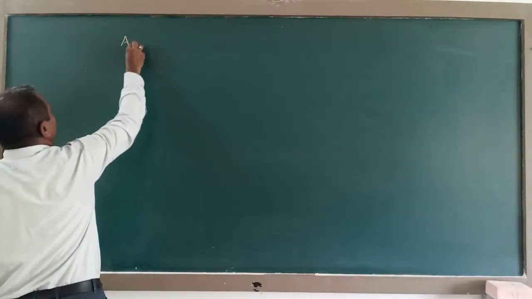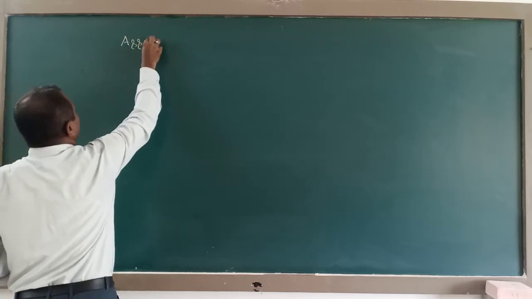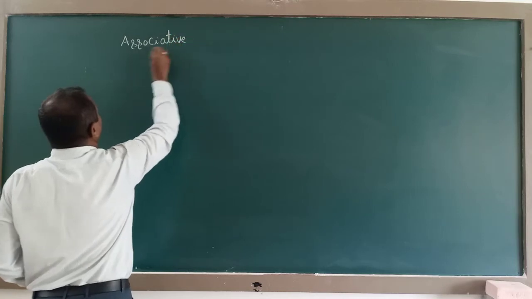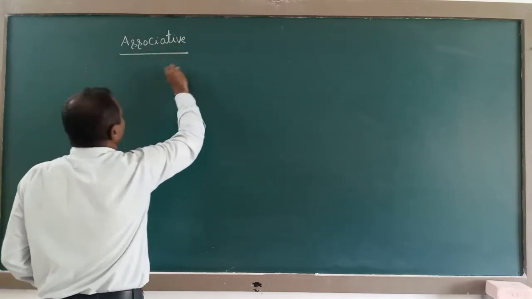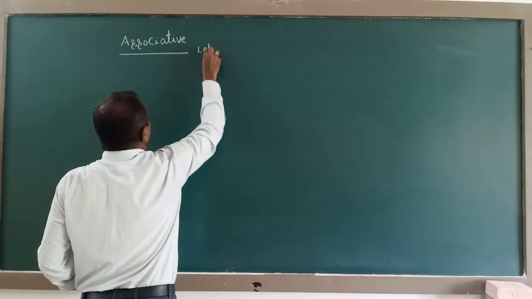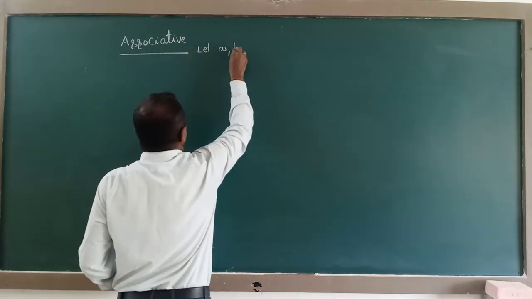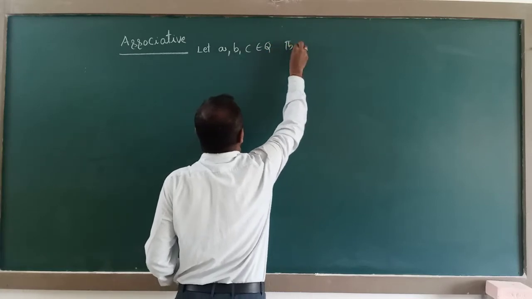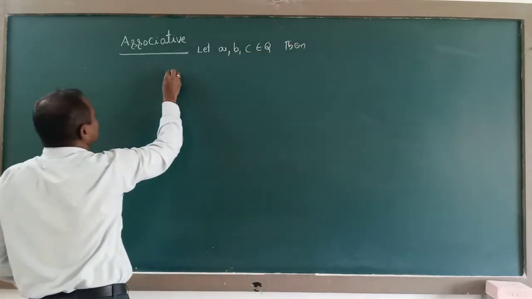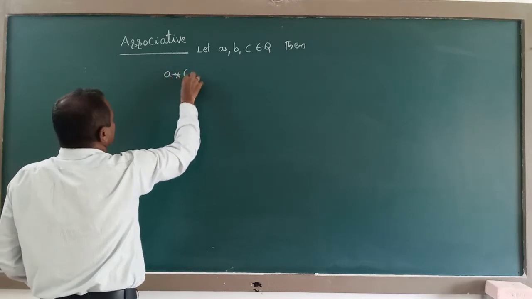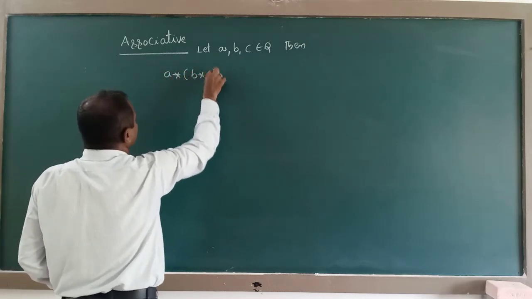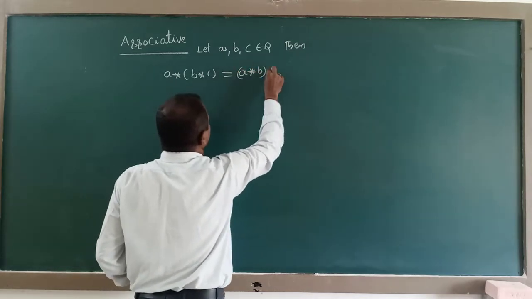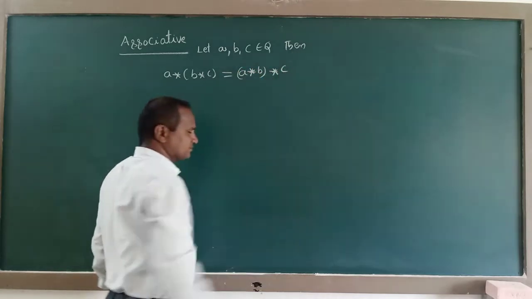Associative. Let A, B, C belong to Q. Then this property should be satisfied: A star of B star C is equal to A star B of star C, like this.